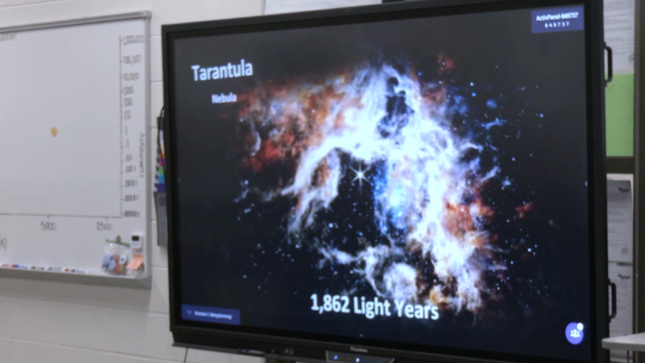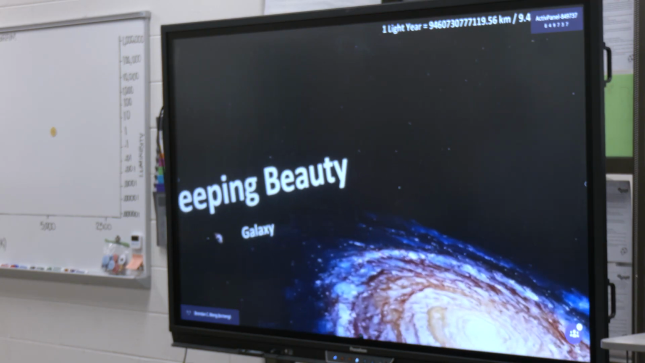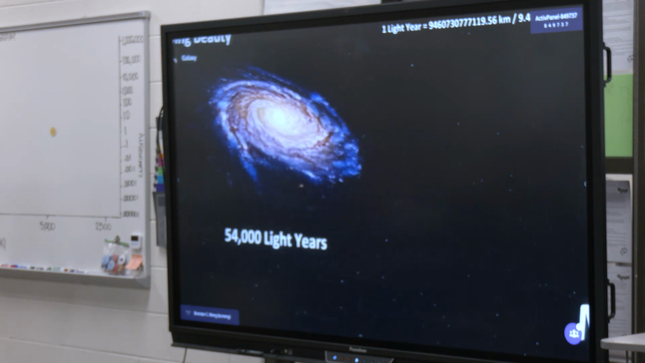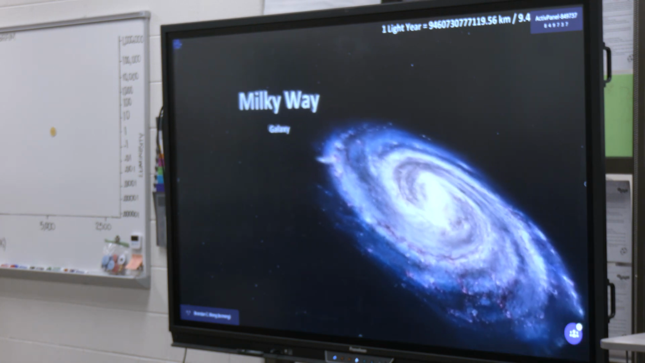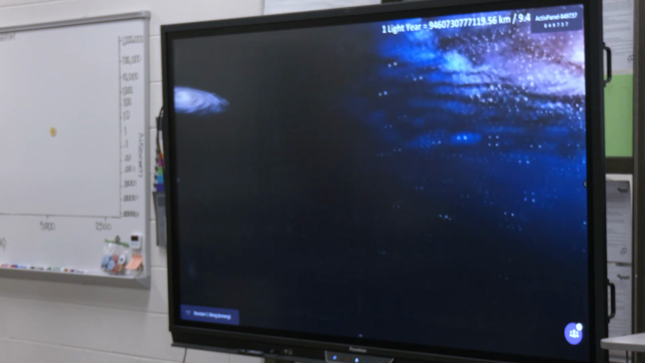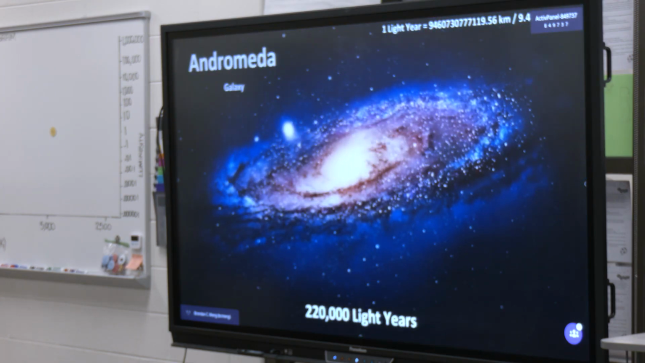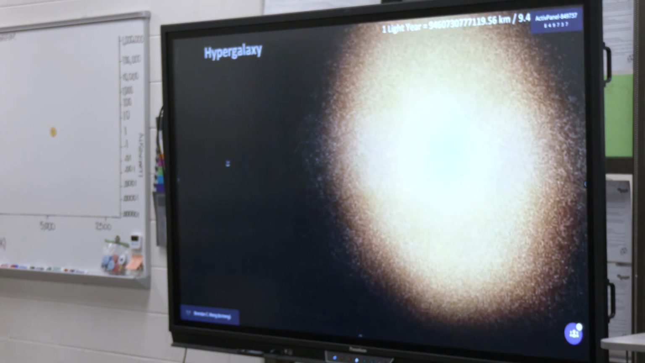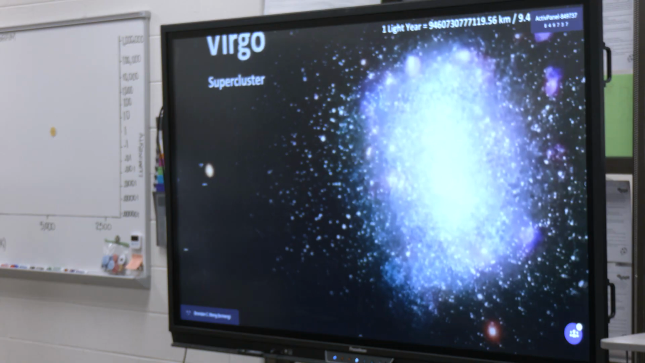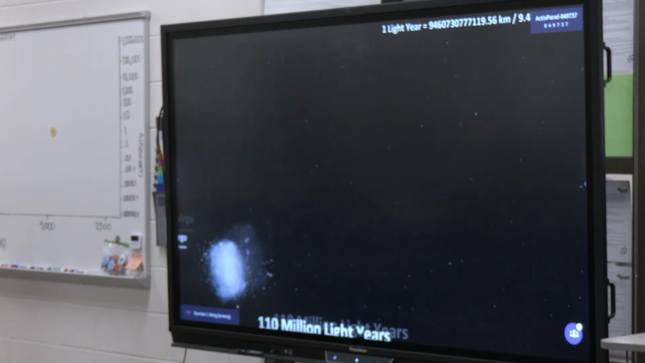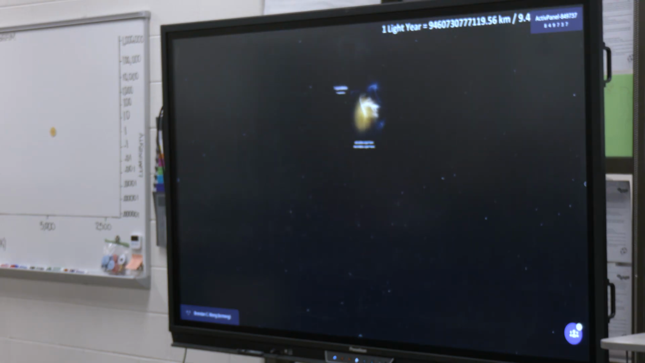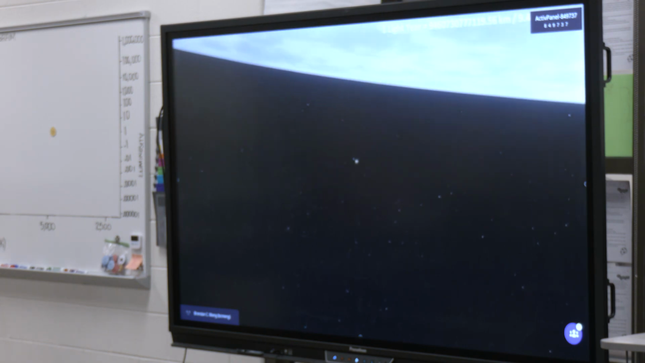This is bigger than the biggest star. Ooh. Sleeping Beauty. Okay, another galaxy we know about. And there is our galaxy, the Milky Way, over 100,000 light years. Now that's pretty big, yeah. Whoop. Wow. We're actually small, never mind.